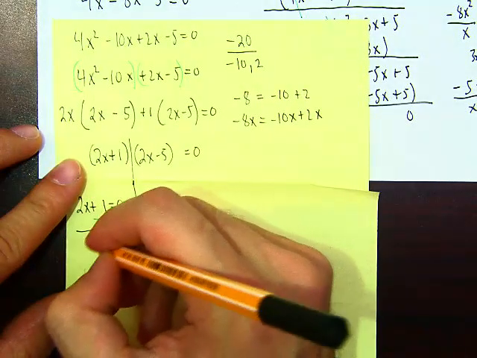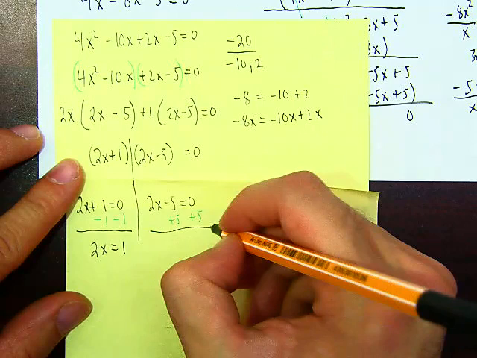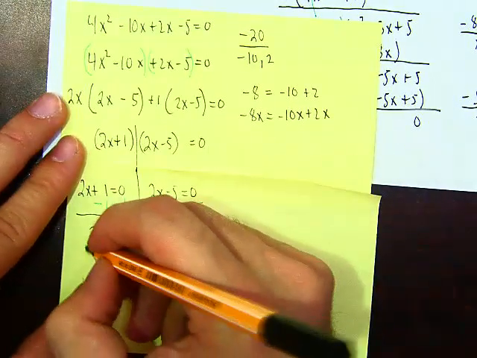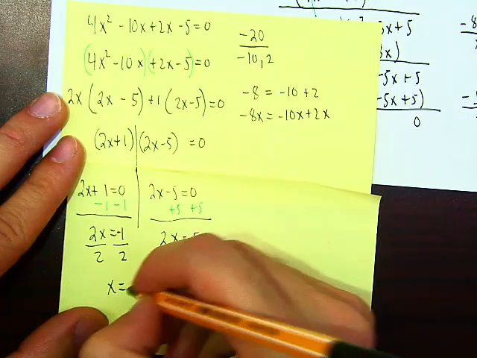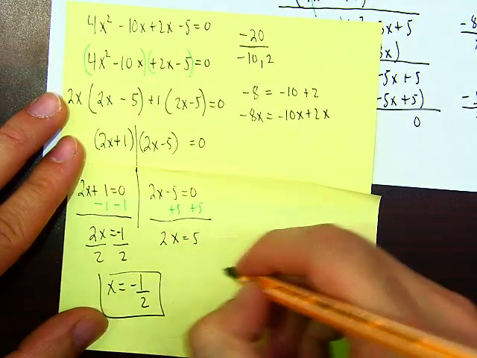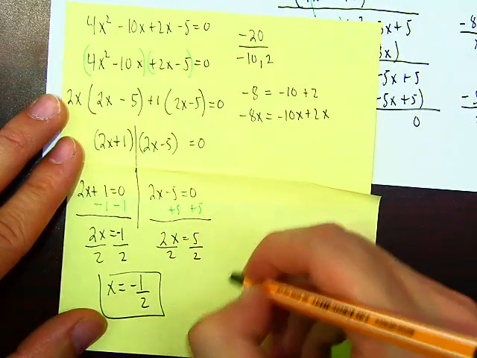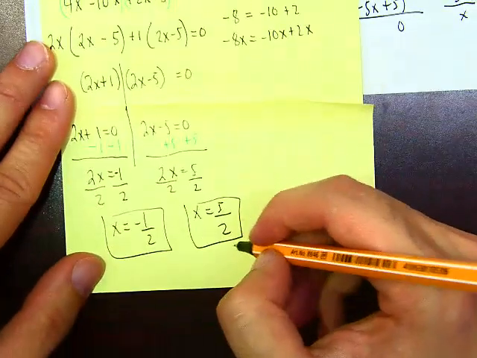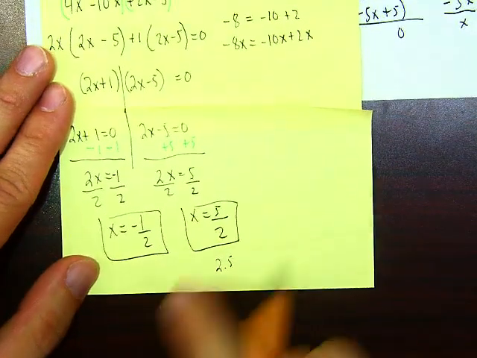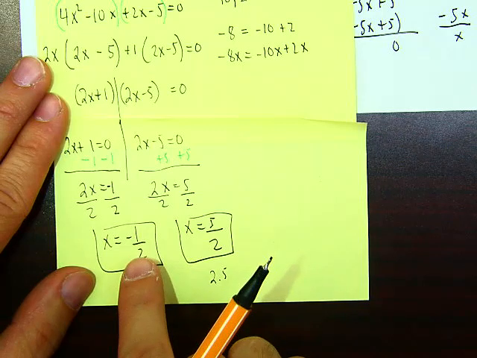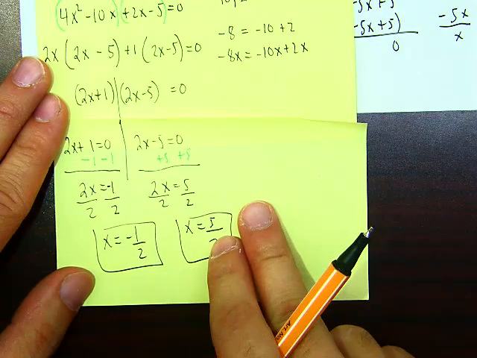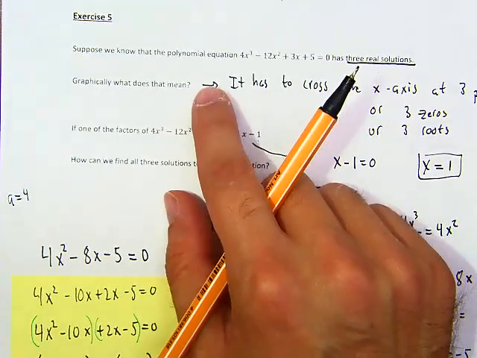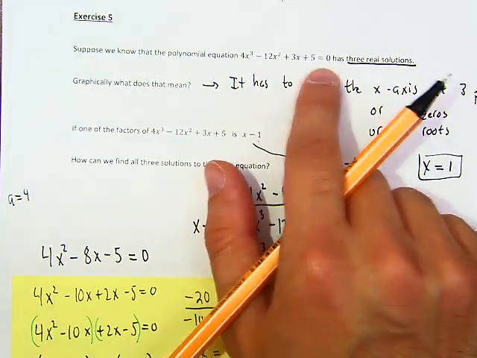So then this becomes 2x equals, I'm sorry, not 1, minus 1. 2x equals 5. Divide both sides by 2, so x is equal to -1/2. And what's the other one? x is equal to 5 over 2. And notice that 5 over 2 is like 2.5. So what does that mean, right? This is one of the solutions. This is the second, and the final one is this one. These are the 3 real solutions for this polynomial.